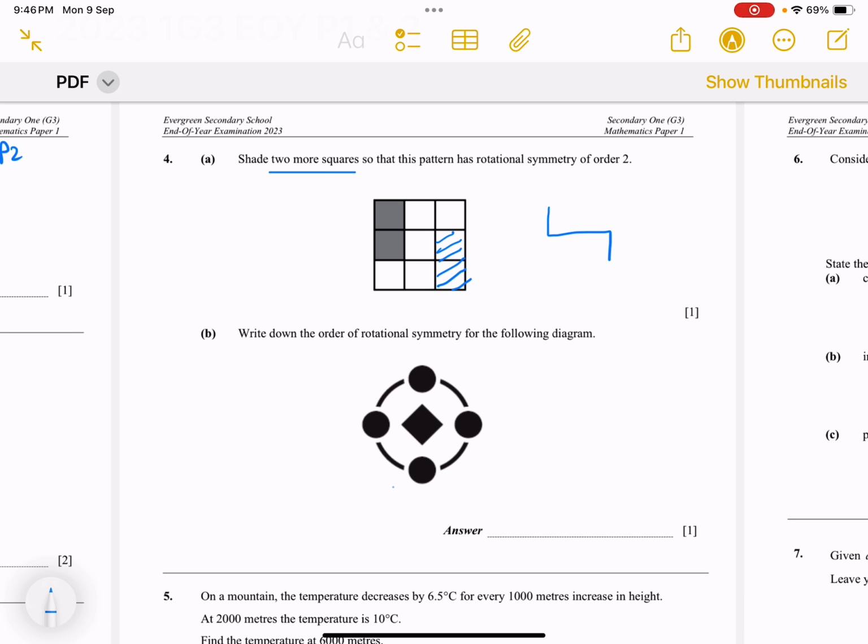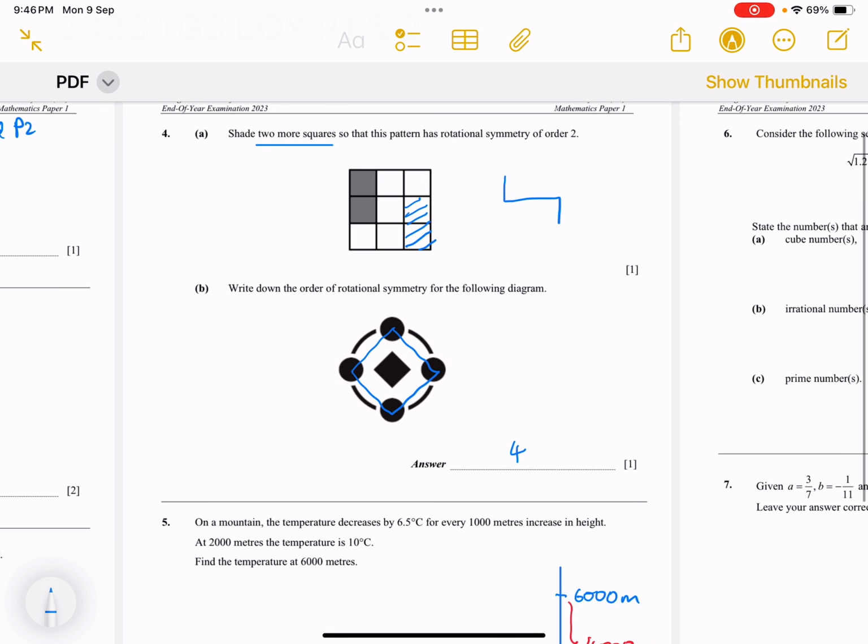And now for this, the order of rotational symmetry for the following diagram. Now what this resembles is a square. So a square has rotational symmetry of 4. Therefore, this figure has order of rotational symmetry 4.